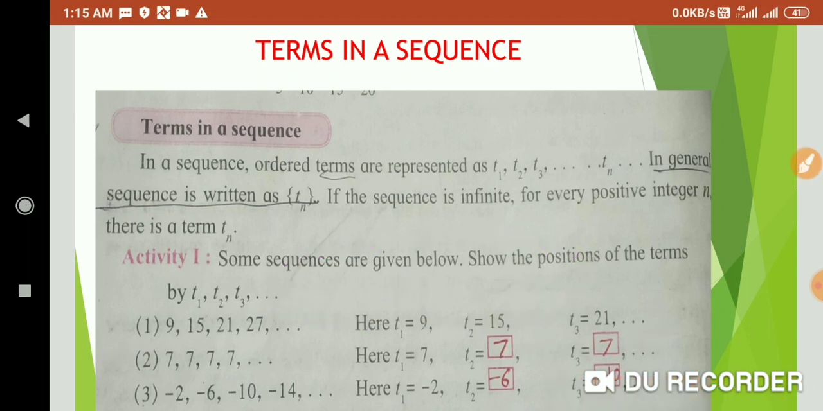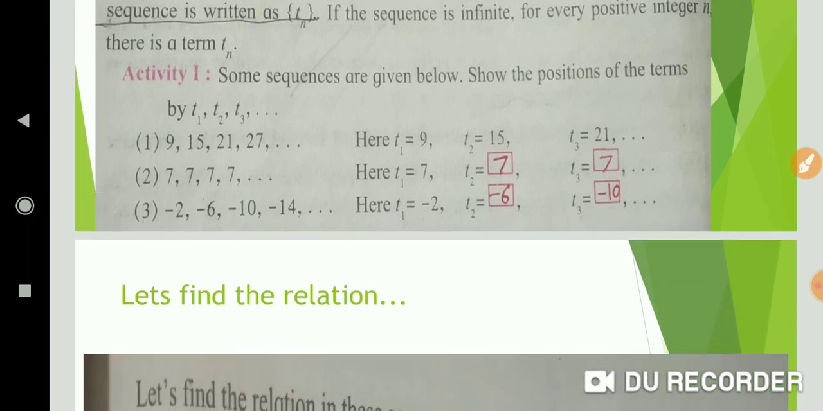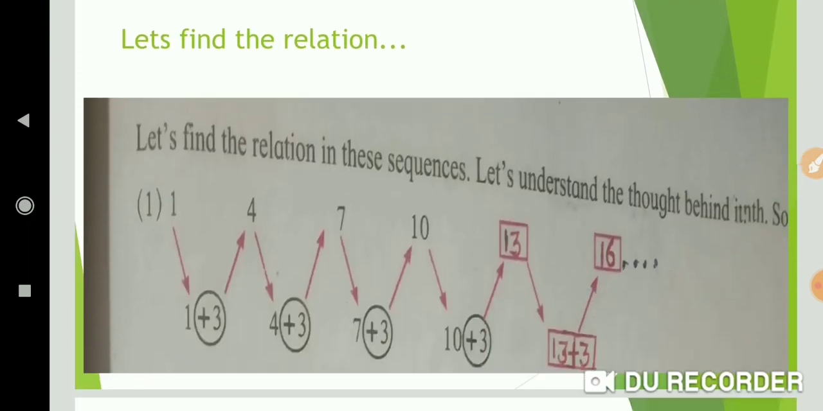Okay, then see example number 3. The numbers are -2, -6, -10, -14. Here T1 is equal to -2. Now T2 is equal to -6. T3 is equal to -10 and T4 is equal to -14. Understand, student? Now let us find the relation between these numbers.